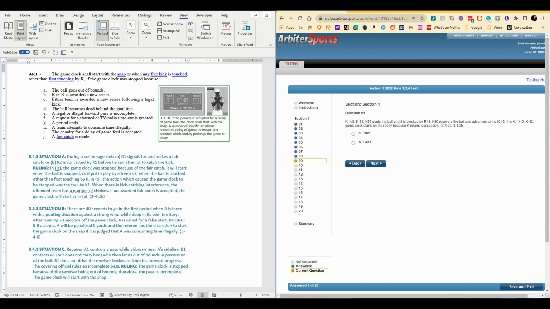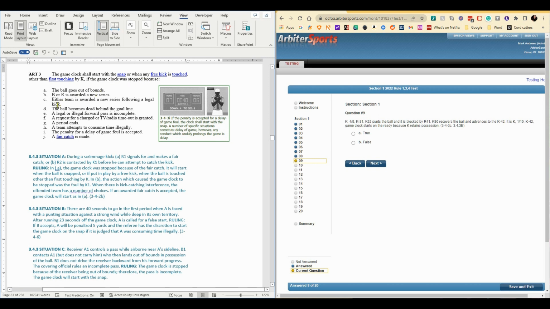There's a lot of holes in this question. Doesn't say where the ball ended up, but we have to assume that it was behind the line of scrimmage in order for K to be able to recover and advance. So this is really a clock question, and 3-4-3 says the game clock shall start with the snap when any free kick is touched other than first touching by K if the game clock was stopped because.